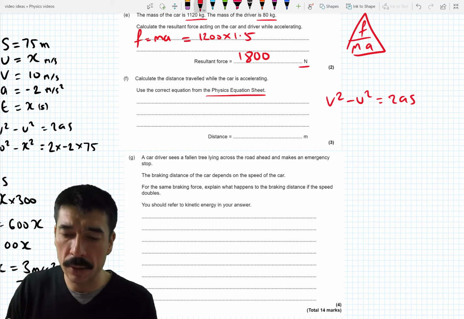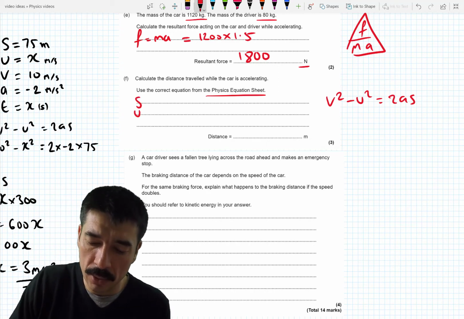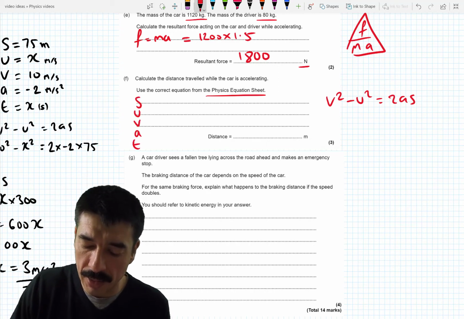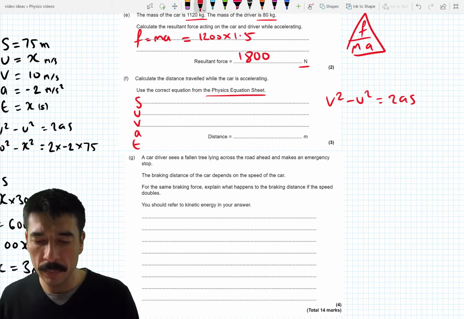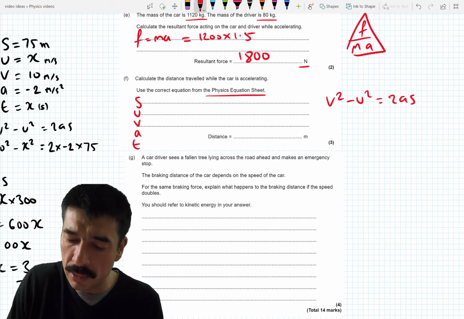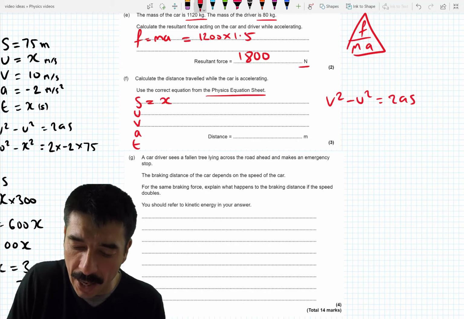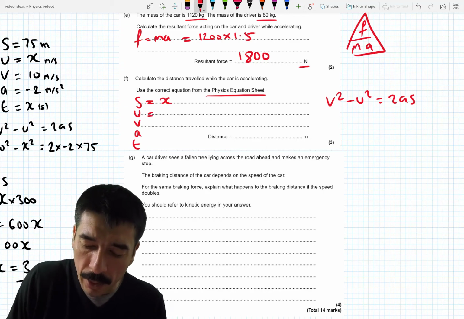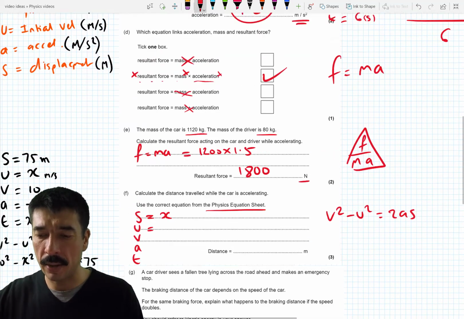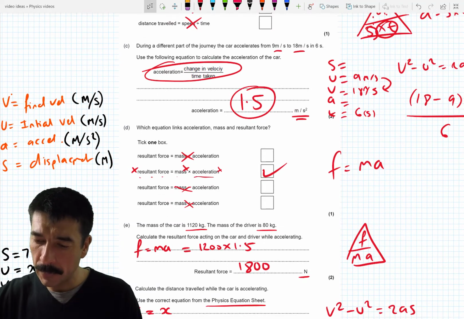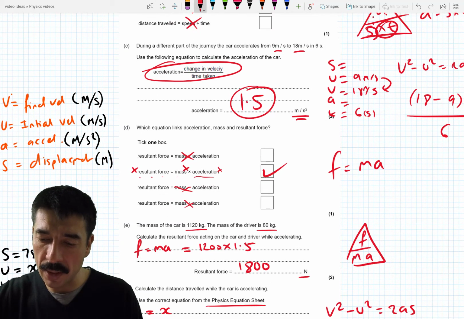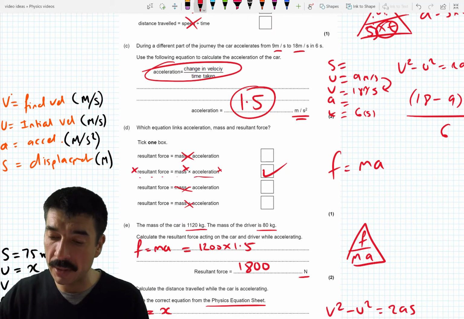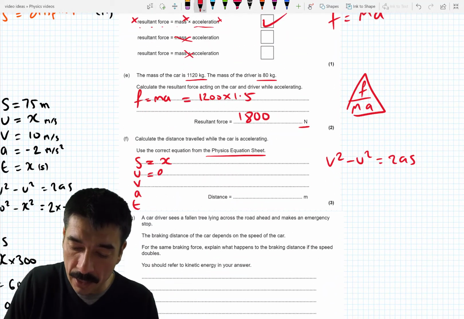What I'll do is I'll collate all my terms: S, U, V, A, T. What do I know? Calculate the distance travelled, so it's asking me to find S. Okay, well I need the initial velocity. I'm sure I saw that earlier. Yes, I was given the initial velocity there. It was 9 meters per second. I've also got the final velocity, 18 meters per second, so I can stick those in.